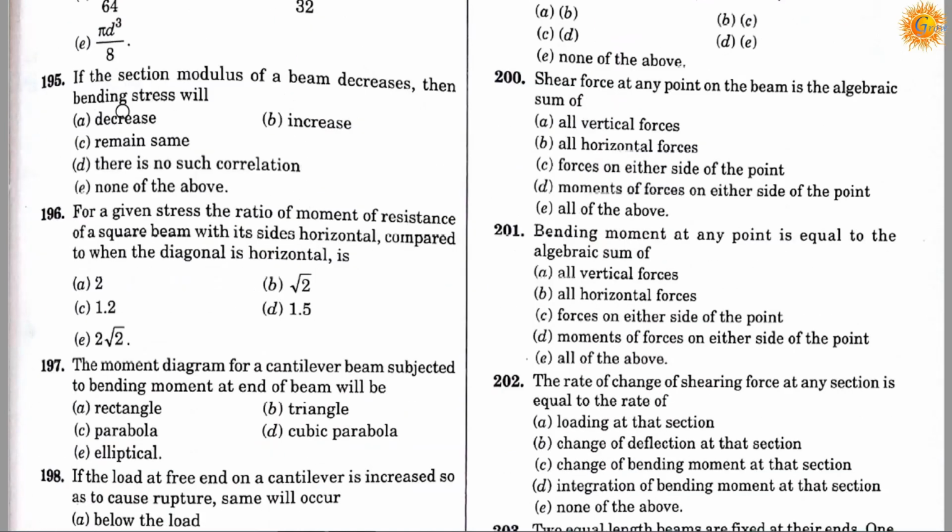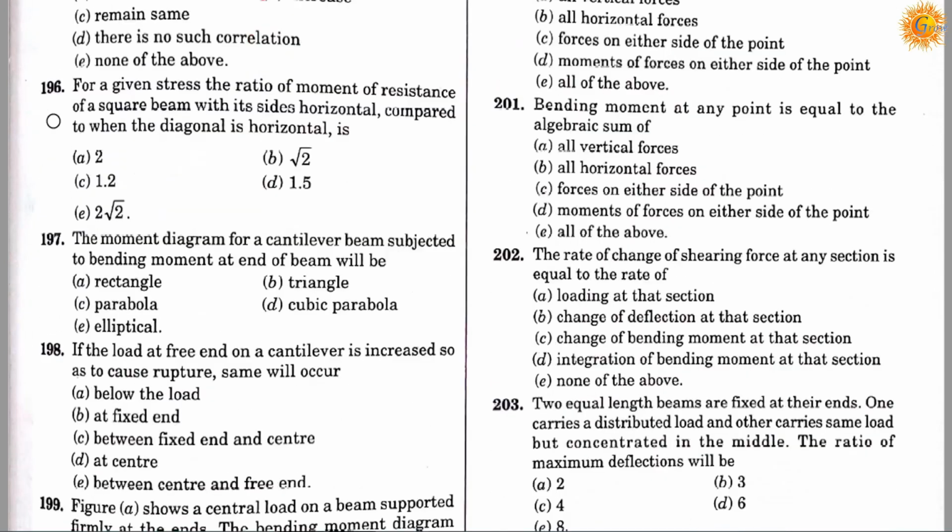Question number 195. If the section modulus of a beam decreases, then bending stress will: option A, decrease; option B, increase; option C, remain same; option D, there is no such correlation; option E, none of the above. Correct answer is B, it will increase.